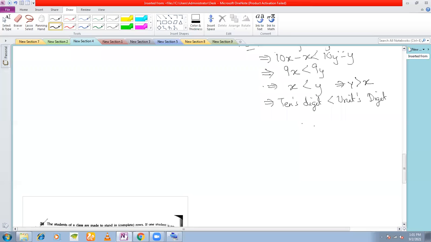That means if the difference of x and y is 1, I have to take y minus x. So according to the problem, y minus x has to be equal to 1, not x minus y. If you take x minus y, you will get the wrong answer. Is the reasoning okay with all of you? Yes, sir.